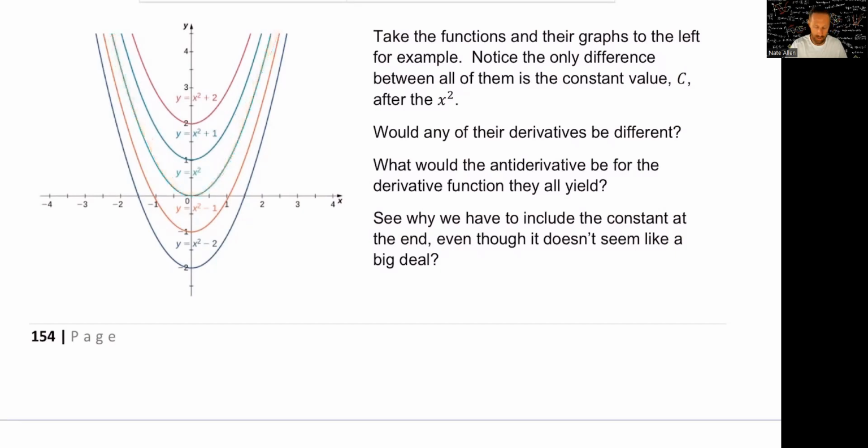What if I just took it and added 1? Then that would move it up there. Or 2, move it up there. Down 1, down 2. It just moves it vertically up and down.